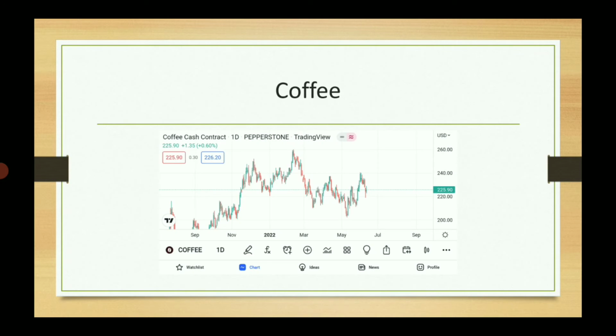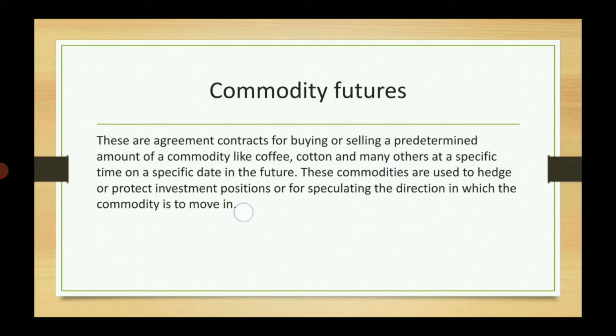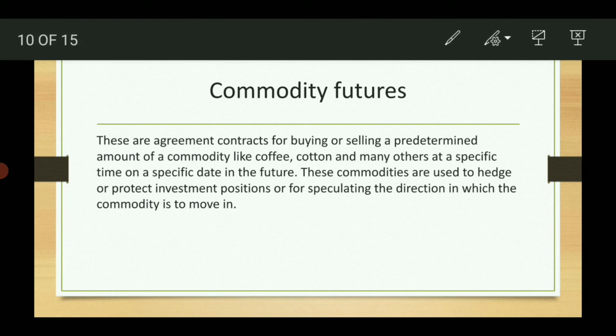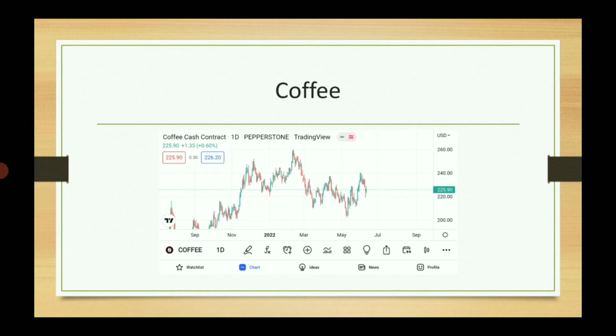Now you can see here in coffee, as I showed you the previous time, the market is never constant. It's always up and down, as I told you, in impulse and correction. We shall get to know this in further videos. So here, as you can see, that is coffee. This is the liquid form of the price value of coffee.